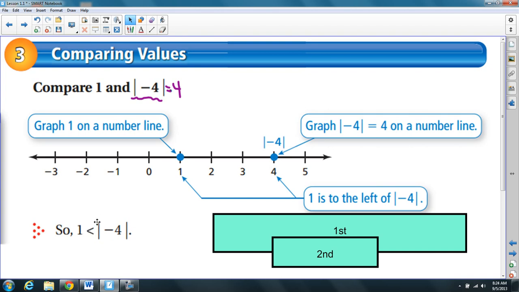Okay, notice that when we compare the two numbers, we're using the two original forms that were given to us. We're not writing 1 is less than 4. We weren't given 4 as an original number. We were given the absolute value of negative 4.